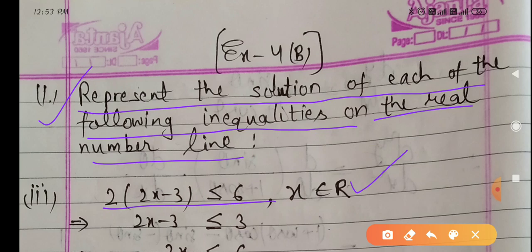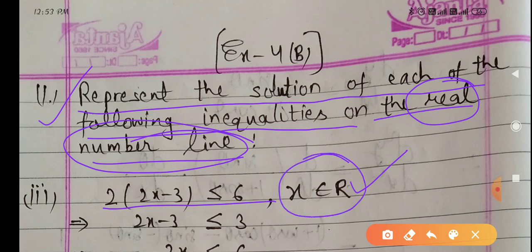First of all you need to understand the meaning of real number line. x belongs to real numbers. It is not given in the question, but if they say on the real number line in the question, it means that x belongs to real numbers. You have to keep this in mind. So that's why I have written here x belongs to real numbers, because they have said on the real number line.